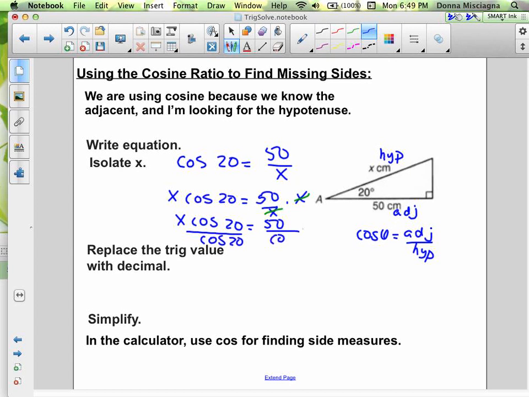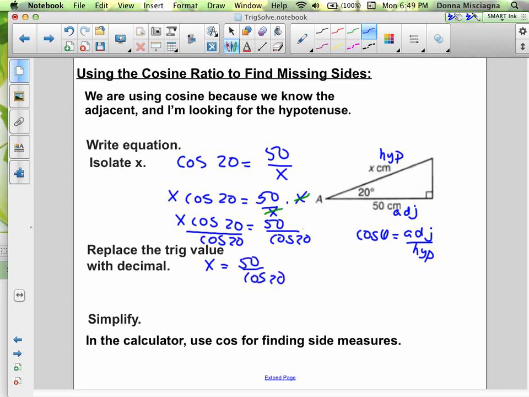So really, your solving is going to follow one of two ways. It's in the numerator, and we multiply both sides by the denominator, and we've got our variable isolated. Or it's in the denominator, right? We multiply both sides by x to get it out of the denominator, and then we divide by that trig function. That's going to be a coefficient next to our angle, next to our variable. So now we have x equals 50 divided by cosine 20.